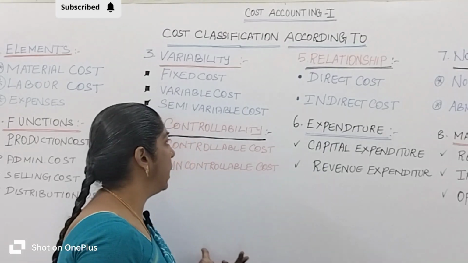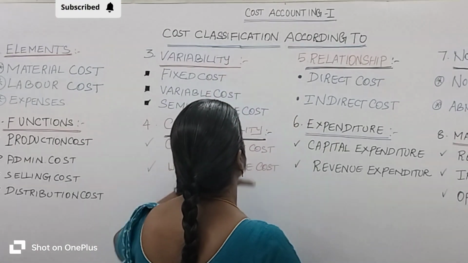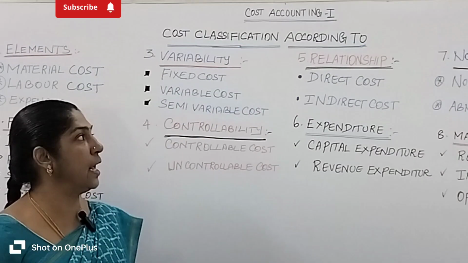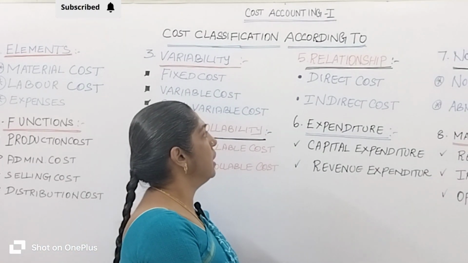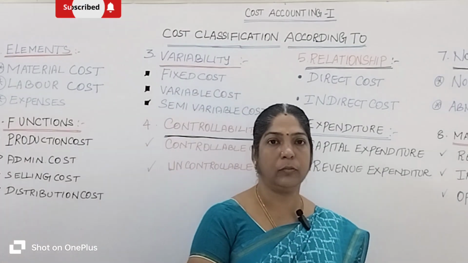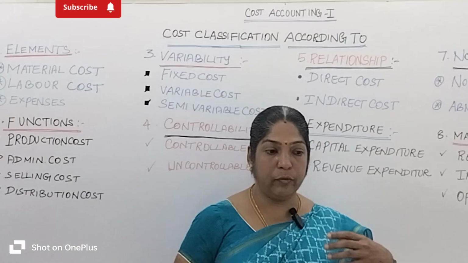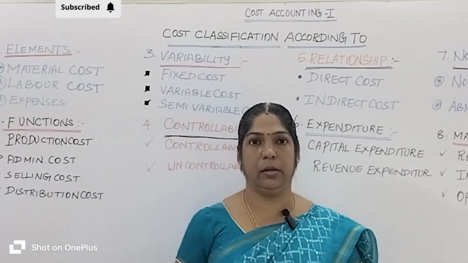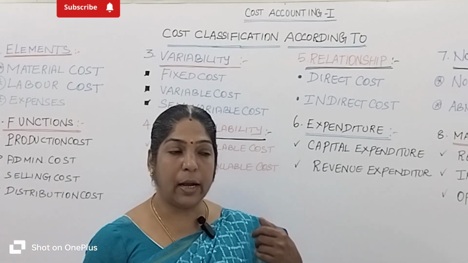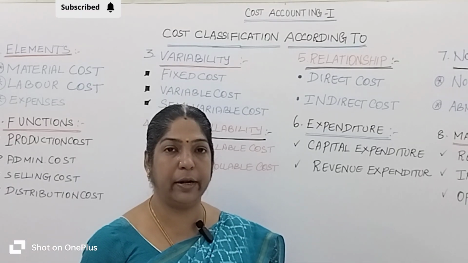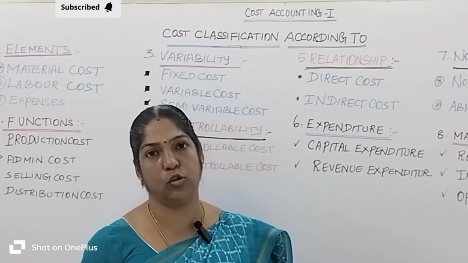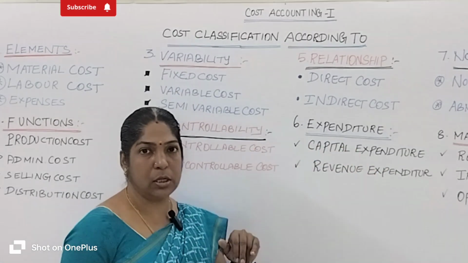Got it? Okay, let's come to the next topic, cost classification according to relationship. Relationships are classified into two costs: direct cost and indirect cost. Let's take the direct cost. What is meant by direct cost? It is when you spend money directly to make a product, so the cost is identified directly or traced to a specific product or job. That is called the direct cost.